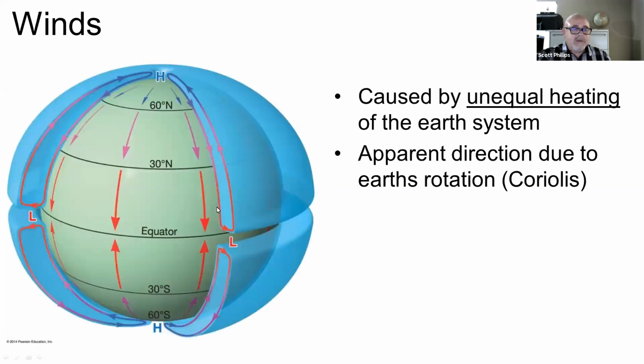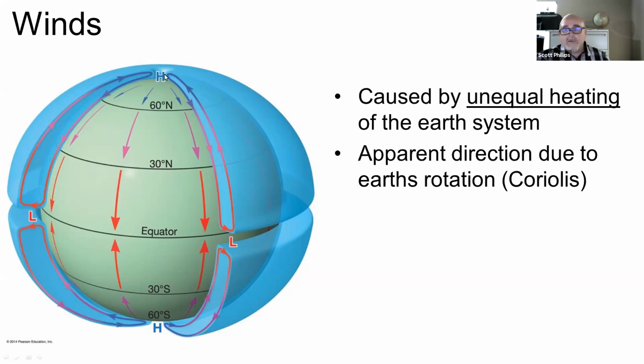So here's another way of looking at it. We've broken these up into different latitudes. We have the equator at 0 degrees, 30 degrees north, 60 degrees north, 90 degrees north at the poles, and also for the southern hemisphere. This is more of a three-dimensional view. If the Earth was not rotating, we would have one big cell of circulating air from the equator to the poles.